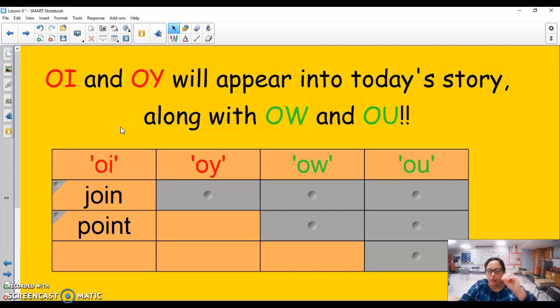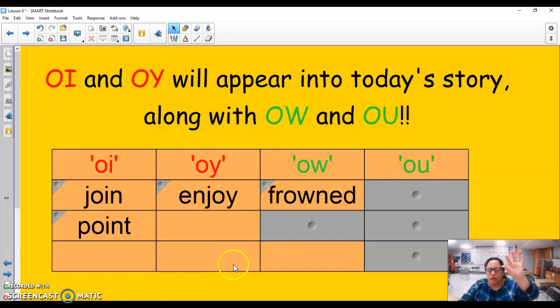Point. Point. And then OY says oi. Enjoy. Enjoy. Now again, we have OW and OU, and these are also diphthongs because your mouth moves in two different ways. This says ow. Ow. So let's tap our words before we say them.